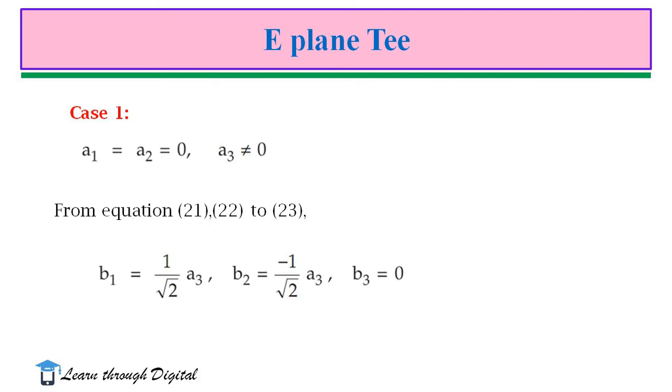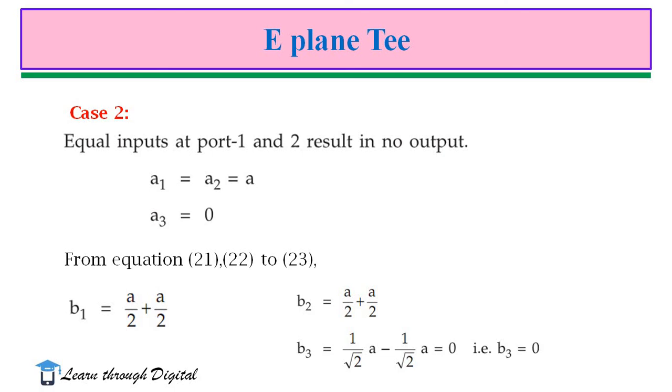There are three important cases in the E-plane T junction. In case 1, A1 is equal to A2 is equal to 0, A3 not equal to 0. That means we give an input at port 3. So A1, A2 is equal to 0. From equations 21, 22, 23, we can write B1 is equal to 1 by root 2 A3, B2 is equal to minus 1 by root 2 A3, and B3 is equal to 0.